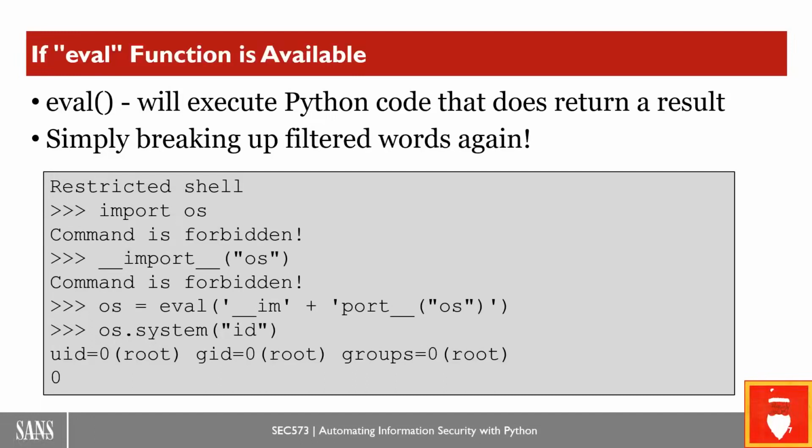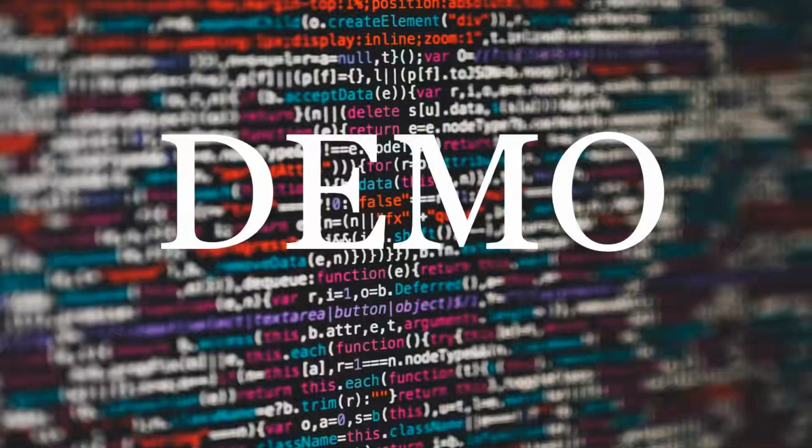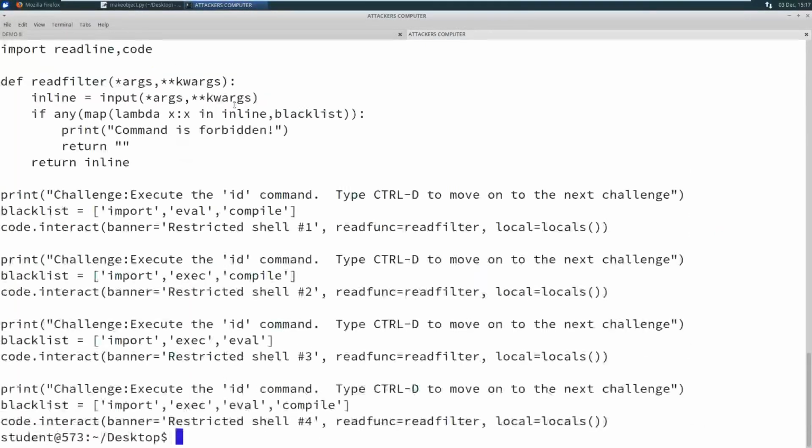Okay. Compile is another one that is often restricted, but I'm going to show these to you in the form of a demonstration. So I'm going to come over here to a Python shell, and let me actually get out of this, and let's cat my restricted shell.py. Here you can see I've got my read filter, and this is going to filter out whatever's in the blacklist. And I'm actually going to run this 4 different times with 4 different restrictions. The first time, I'm going to have a blacklist that blocks import, eval, and compile.